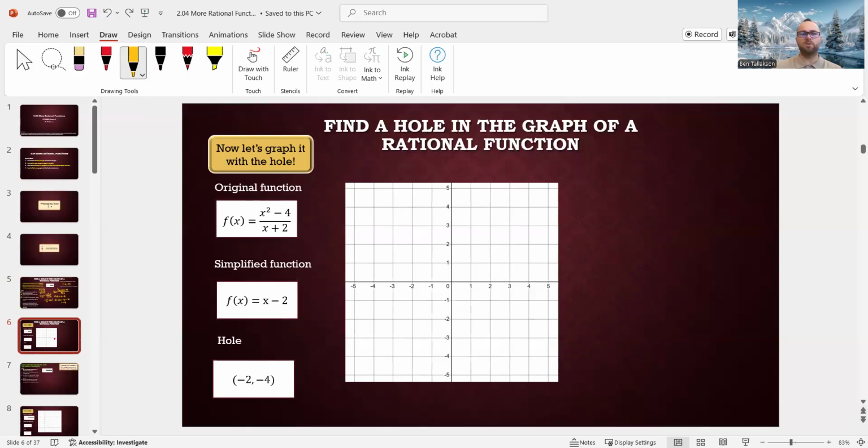I'm showing you the original function, which we don't really need to mess with anymore. We have a nice simplified function, and we have our hole. Can you graph it? Me personally, I always like to start by graphing the hole because your graph line is not going to go through it, right? It's not a solution. So I find -2, -4, and I put my hole, which is an open circle or an open dot, however you like to say it.